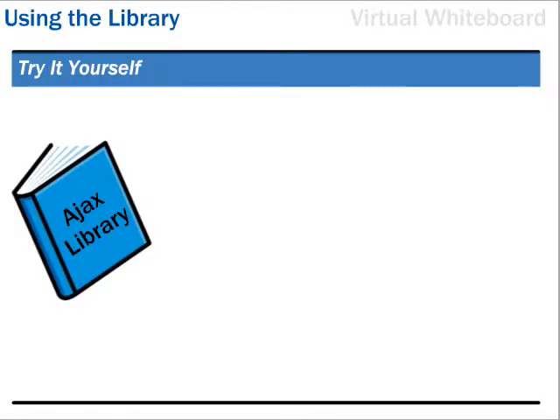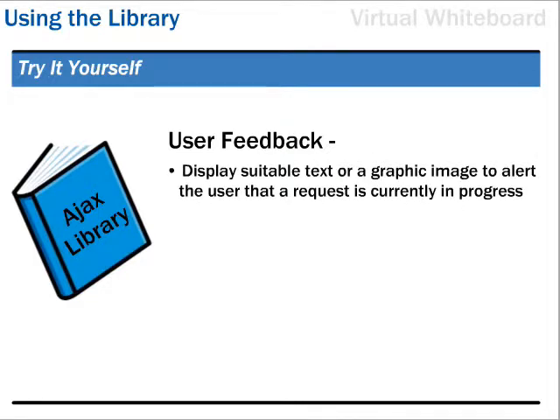The current library might be improved in a number of ways. These will be left as an exercise for the reader, though in many cases the techniques have been covered elsewhere in this program. User feedback, for example, has not been addressed. We previously discussed how the display of suitable text or a graphic image can alert the user that a request is currently in progress. It would be useful to revise the library to include the techniques discussed in Lesson 13 and elsewhere. Error handling, too, has been excluded from the code and would provide a useful addition.